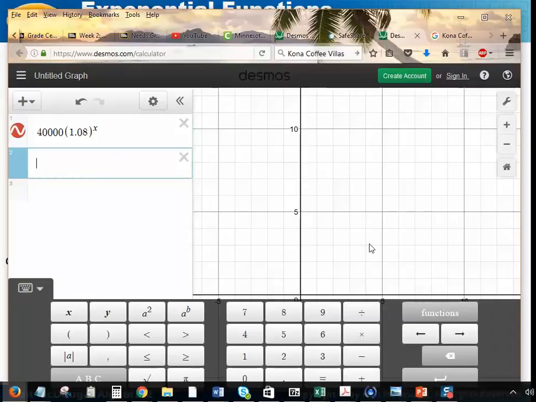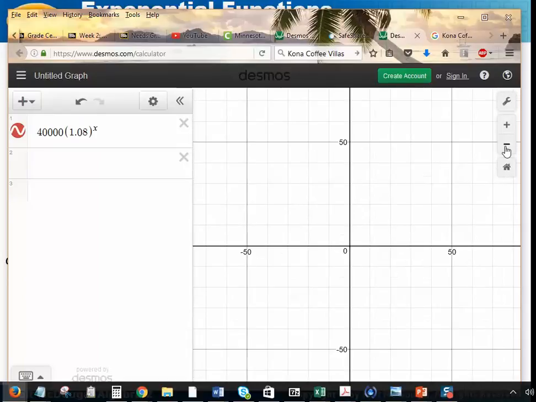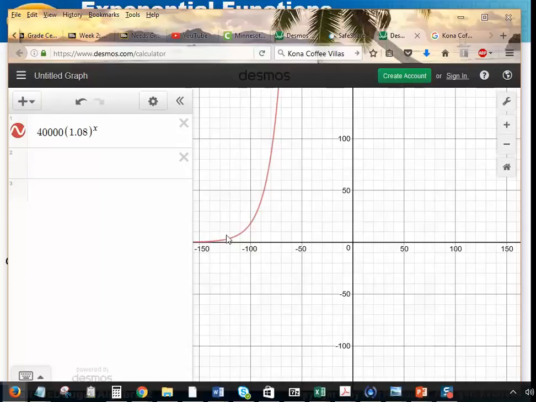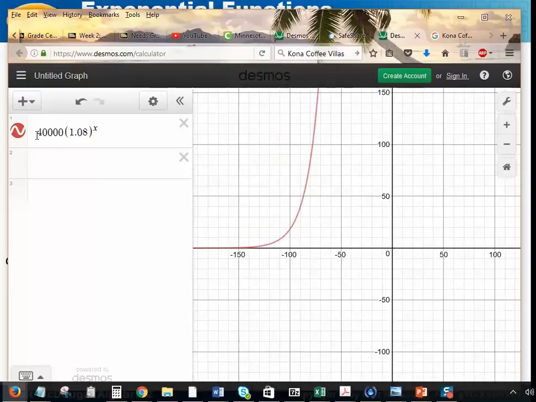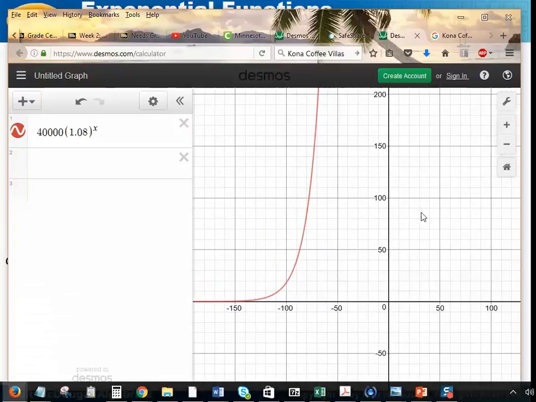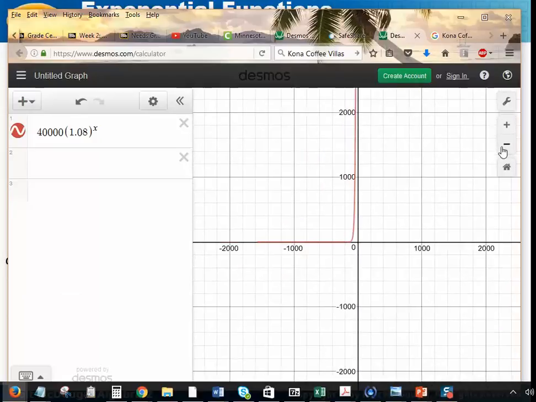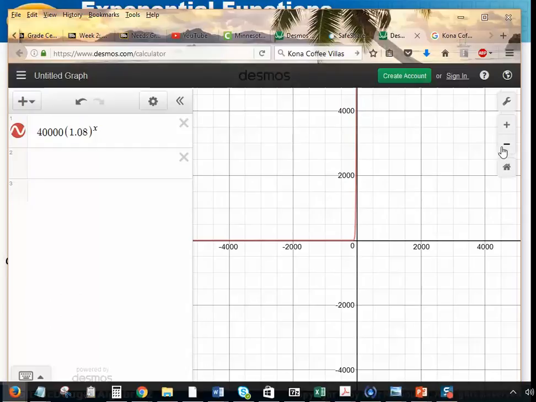Now, nothing's showing up in my graph over here. The reason is that this graph is way over here. Why is it negative? The reason that it's showing up so strangely is because at the initial amount, it's already at $40,000. It's already way up here. So it started out way over here at negative, and then it increases really rapidly.